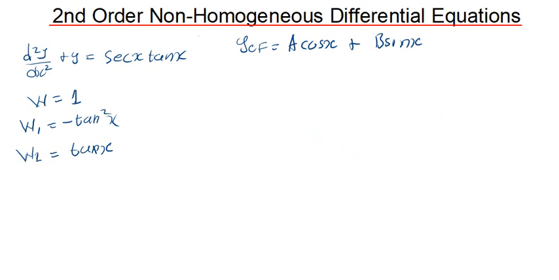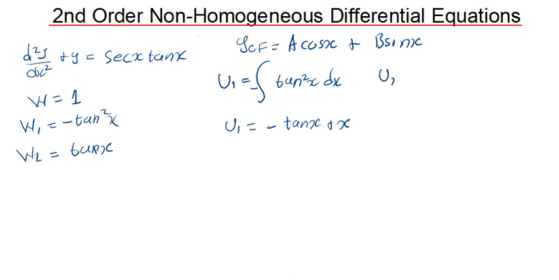So now we have to determine what our u1 is. Our u1 is going to be equals to the integral of, this would be a minus because of that negative there, so that would be tan squared x divided by 1. That will still be tan squared x dx. Then we have to integrate that. Integrating this, you're going to find that your u1 is equals to minus tan x plus x.